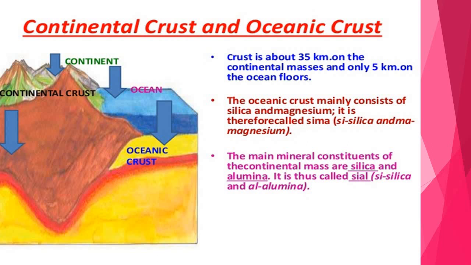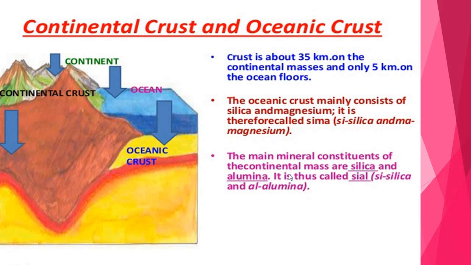So the lithosphere has two parts, the continental part and the oceanic part. The oceanic crust mainly consists of silica and magnesium. It is therefore called SiMa. Si means silica and Ma means magnesium. The oceanic crust of the Earth's surface is made up of substances like silica and magnesium. In short, it is known as SiMa. Si represents silica and Ma represents magnesium.